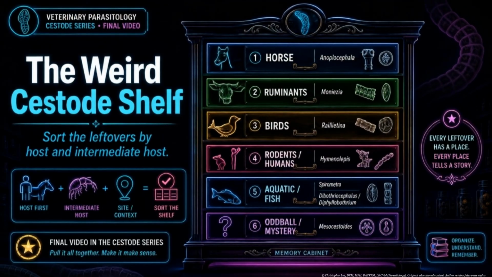And today we are cleaning up the organisms that did not fit neatly into the earlier videos. That does not make them random, it means the sorting clues change. Start with the host or clinical context, then ask what intermediate host or exposure closes the loop. Site, life stage, and diagnostic clues to finish the identification. By the end, every leftover gets a drawer, and the cabinet should make more sense than the alphabet soup.